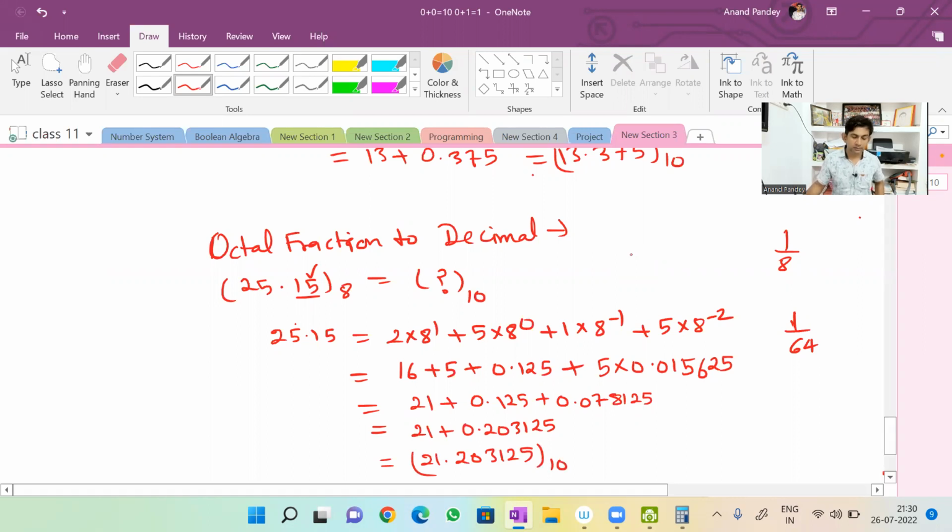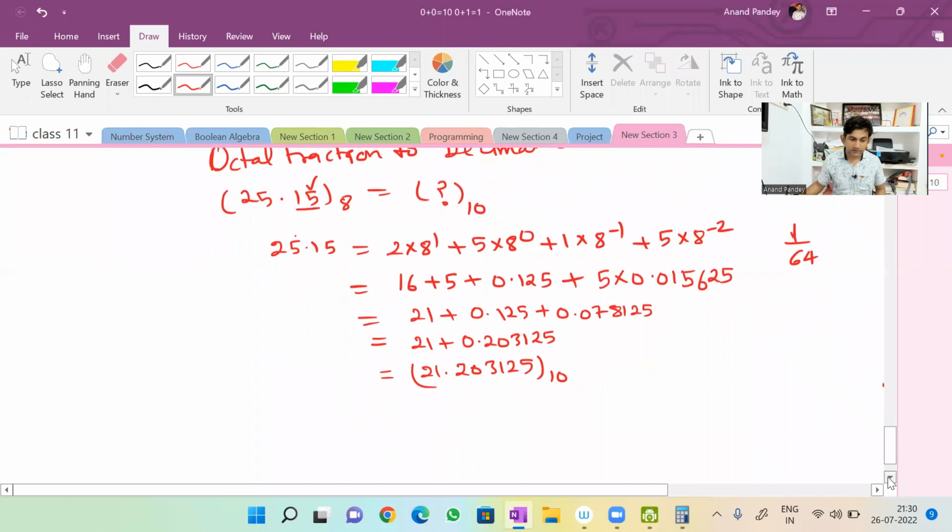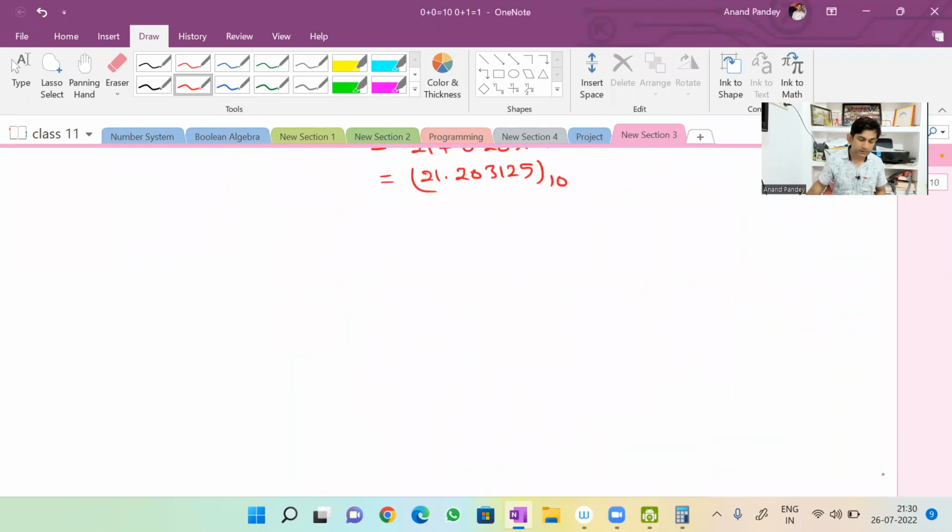हम प्रीवियस जो बाइनरी फ्रैक्शन टू डेसिमल था, जो प्रीवियस कैलकुलेशन बताया मैंने, प्रीवियस कन्वर्जन बताया, उसमें हम 2 की पावर यूज कर रहे थे. यहाँ पे 8 की पावर यूज करेंगे. ठीक है. इन द सेम मैनर एक और एग्जांपल, दूसरा एग्जांपल बताते हैं.